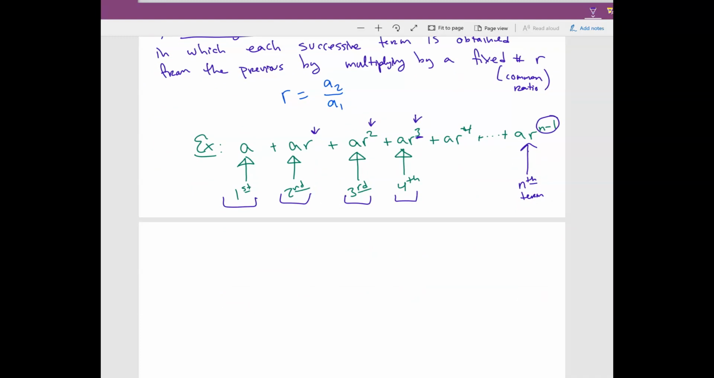Here, a is going to represent the first term. r represents the common ratio. And n represents the number of terms.